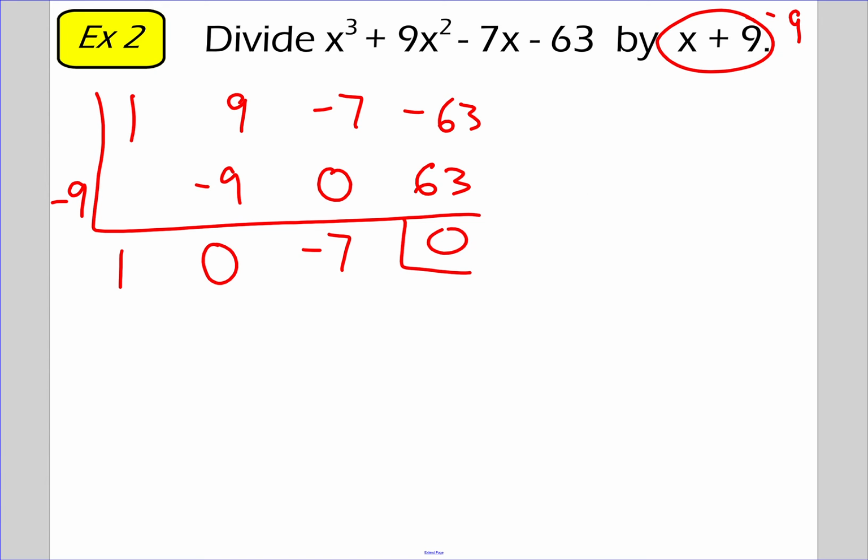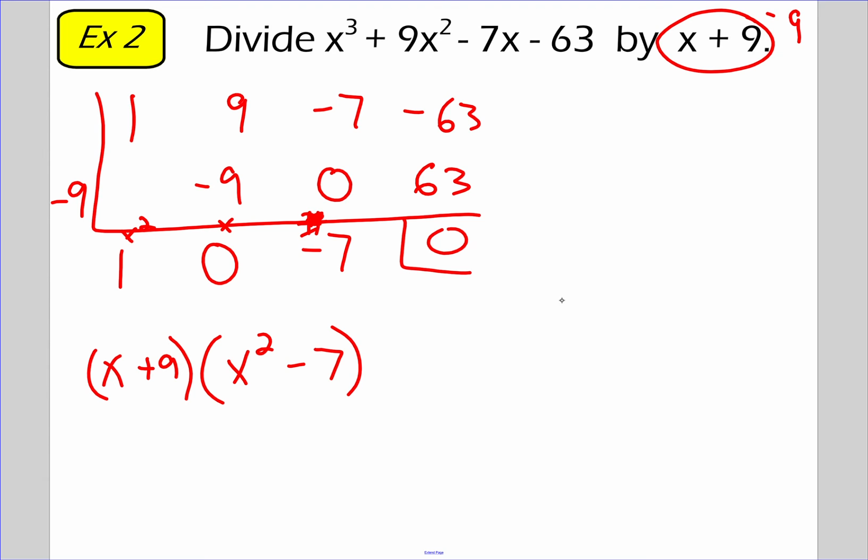What it actually tells us is that this cubic can be written as x plus 9 times whatever's left over. And that's this right here, right? This is our x squared term, this is our x term, and this is our constant term, our number. Okay, so we're going to have x squared minus 7 here. And if we wanted to, we can continue to see where that goes, right?